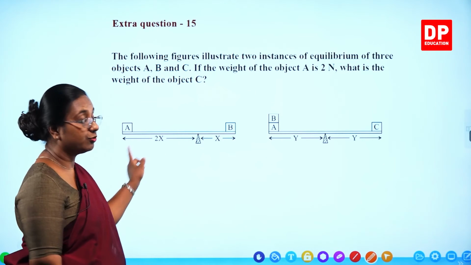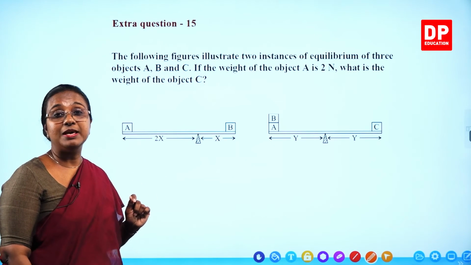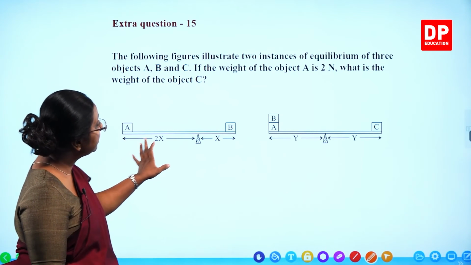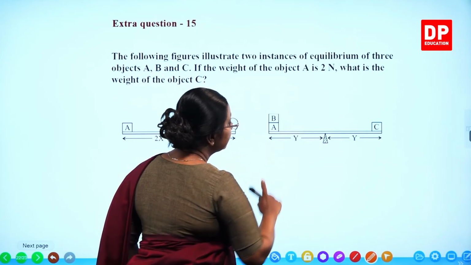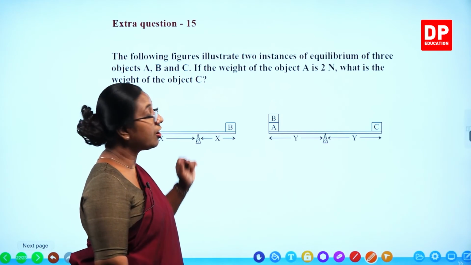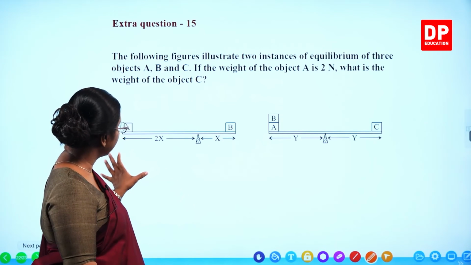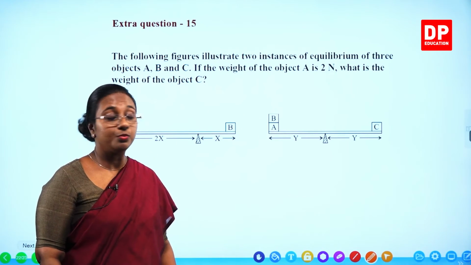So the weights have to be the opposite. A will be lesser in weight and B will be higher in weight. And if we look at the second diagram, there A, B and C all are shown. Already we know the weight of A and B. So what happens? A has less weight, B has more weight.